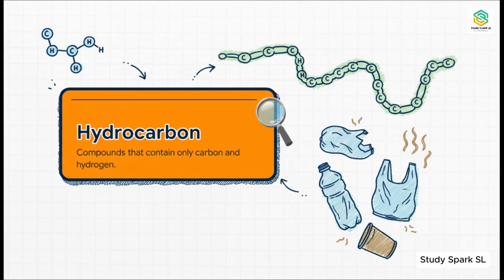Now, the simplest of all these organic compounds are the hydrocarbons. And the name gives it away, right? They're made of only hydrogen and carbon. You could think of these as the foundational bricks for everything, from the fuels that power our world to the very plastics we're about to build.